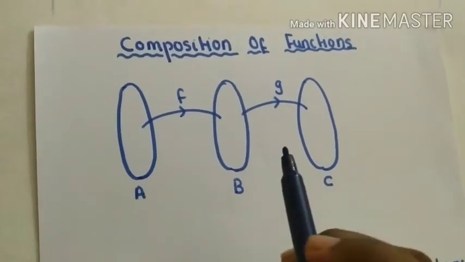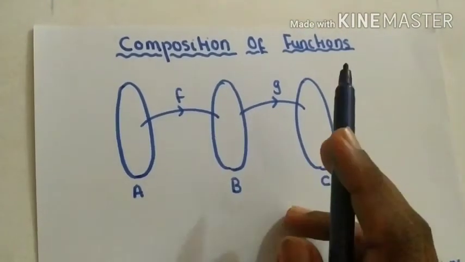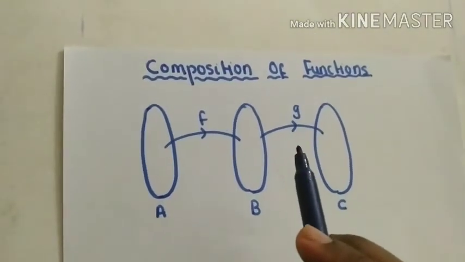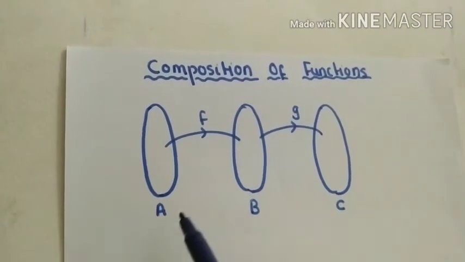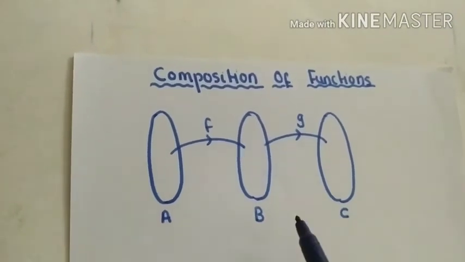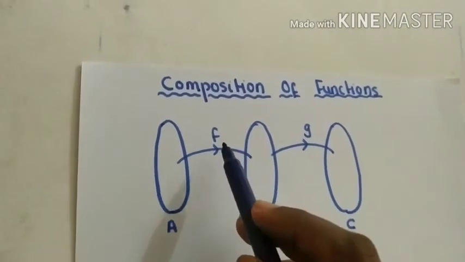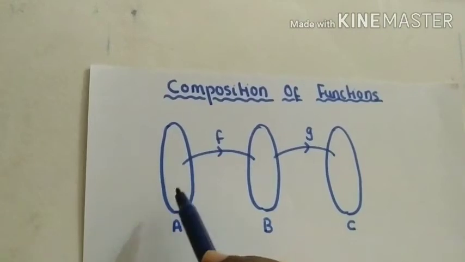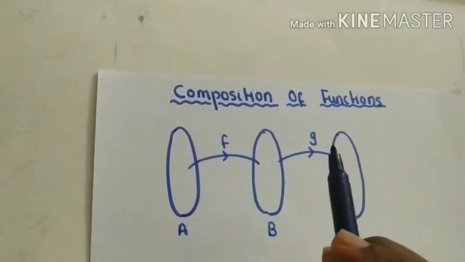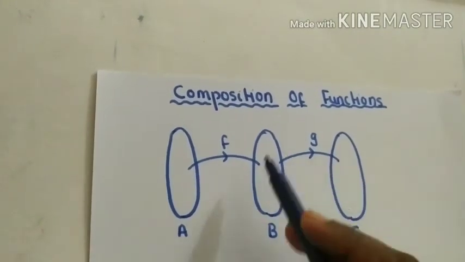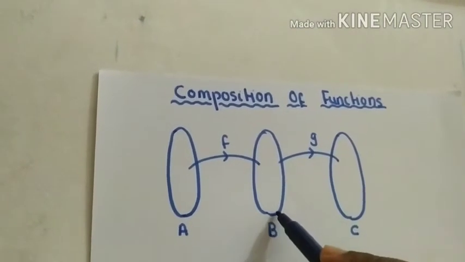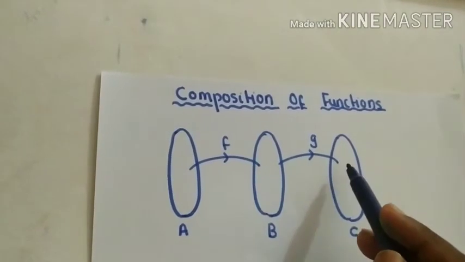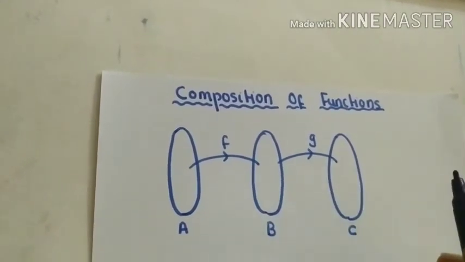Hi students, today we are discussing composition of functions. In order to understand the composition of functions, I have taken three sets A, B, C. Now if we take a function f moving from A to B, and then beginning with the same set B, I take another function g from B to C.